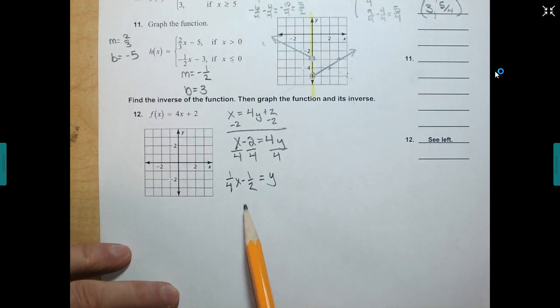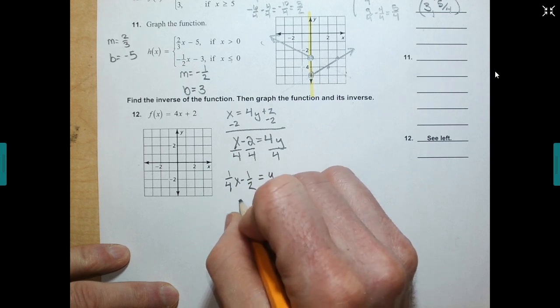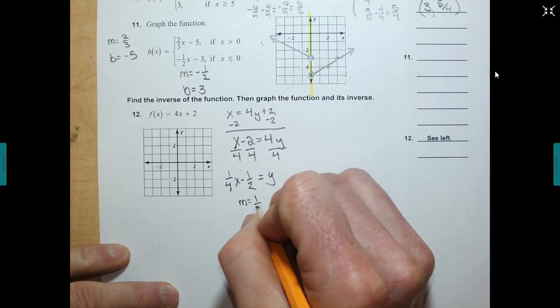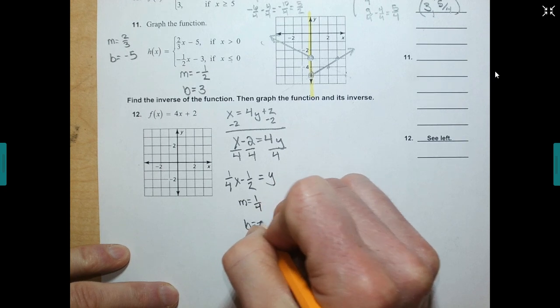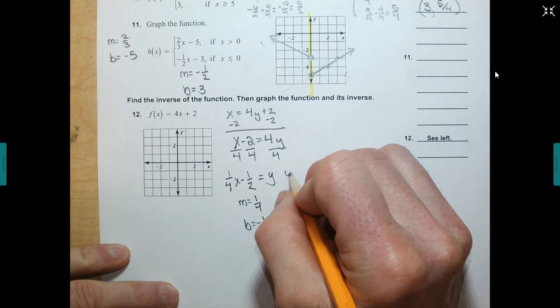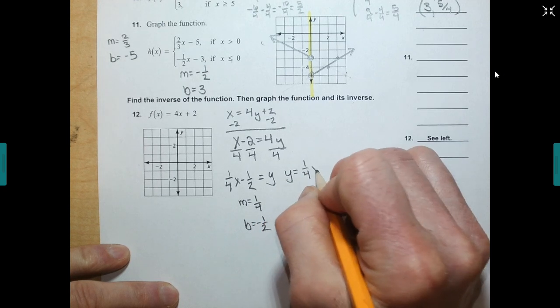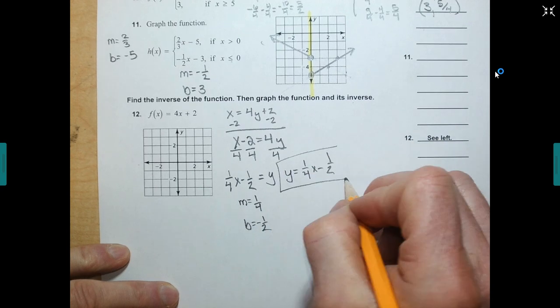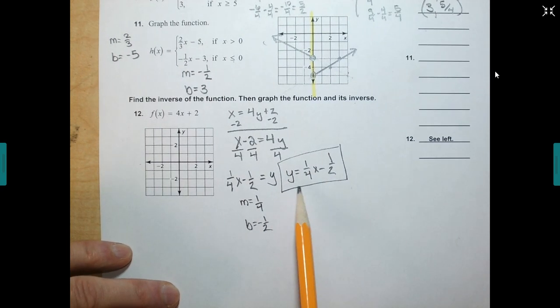And then I could graph this by my slope is 1/4. My y-intercept is negative 1/2. Don't forget, I could rewrite this as y equals 1/4 x minus 1/2. So that's my inverse function.